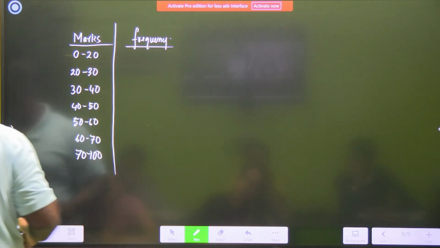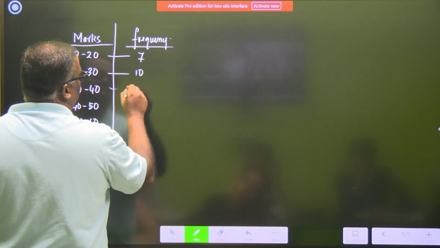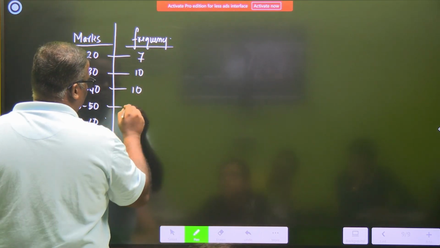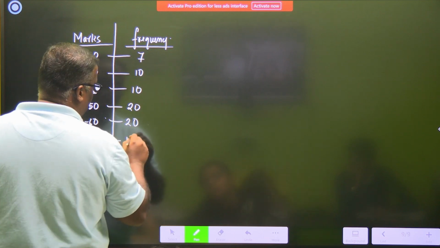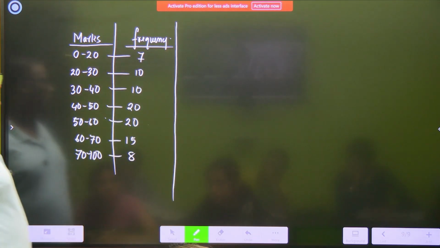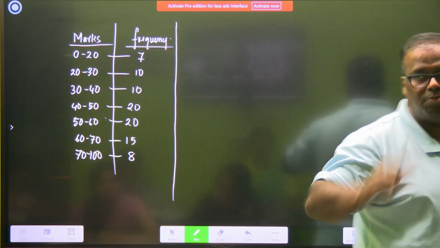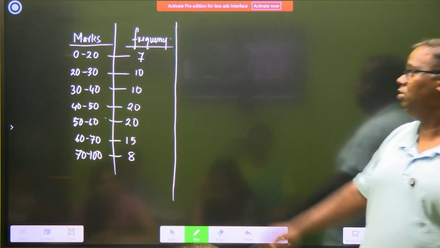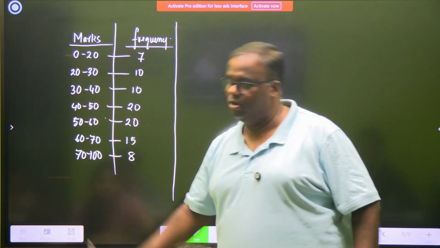7, 10, 10, 20, 20. So we have a 7 out here. 10, 10. Then we have a 20, 20, 20, 20. We have a 15, and we have a 8. Bachcha, you are supposed to draw a histogram between the class interval and the frequency. पहला नजर आपका जाना चाहिए, क्या ये continuous distribution है? Yes, it is a continuous distribution. 20, 30, 40, 50, continuous.